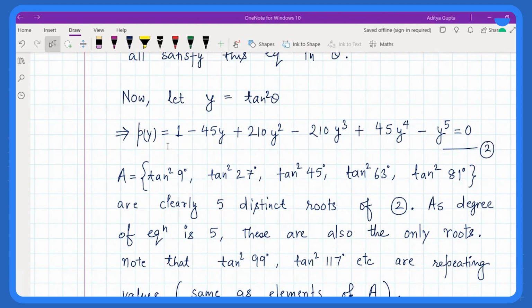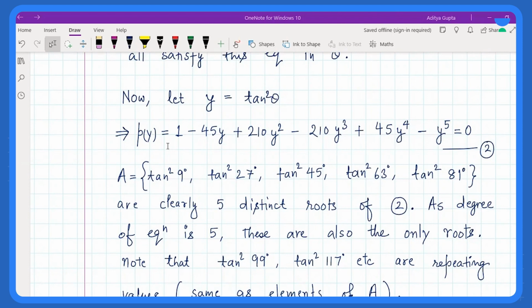It is very obvious, tan is an increasing function in 0 to 90 degree. So clearly it can't take the same value twice, right? So these are obviously 5 distinct values, and all of them satisfy the equation number 2 as well. Okay, simple till here.